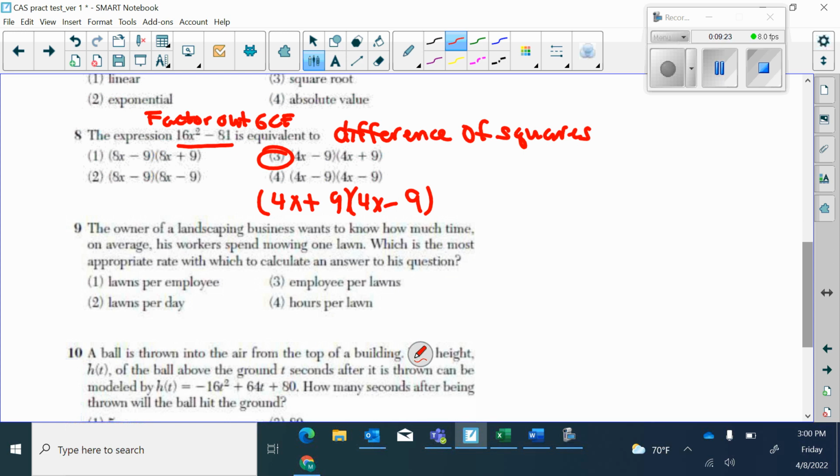Okay, number 9, the owner of a landscaping business wants to know how much time on average his workers spend mowing one lawn. Which would be the most appropriate rate to calculate the answer to his question? He wants to know how much time on average his workers spend mowing one lawn. Okay, so we're looking at hours per lawn then, right? Because you want time in there and lawn, keywords.